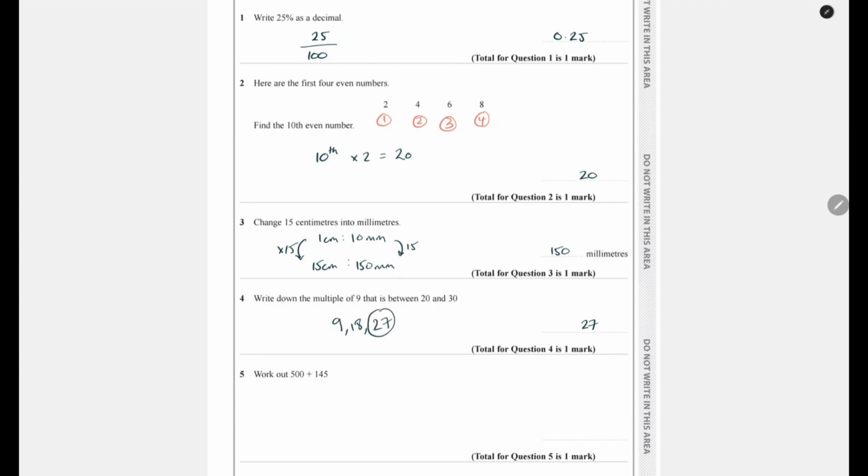Question 5 says, work out 500 plus 145. So 500 plus 145, 5 plus 0 is 5, 4 plus 0 is 4, and 5 plus 1 is 6. So 645.